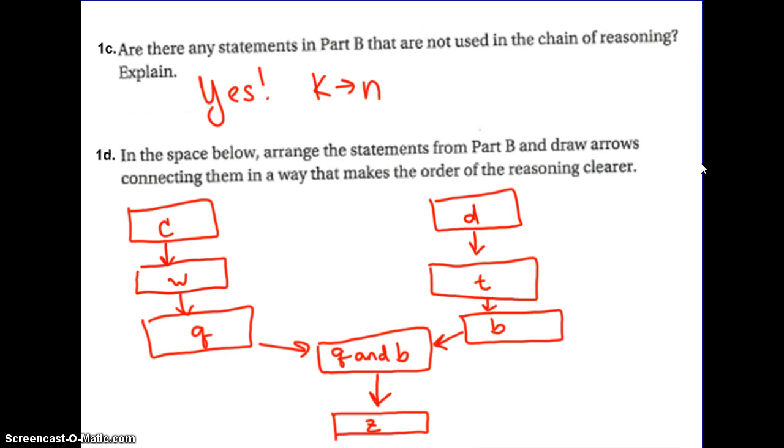Alright, so as you can see here, I've connected C and D to Z. So C implies W implies Q, okay, which is here, Q and B. And then D implies T implies B, which is here, Q and B. And now that I have both Q and B, I can say that Z is true.